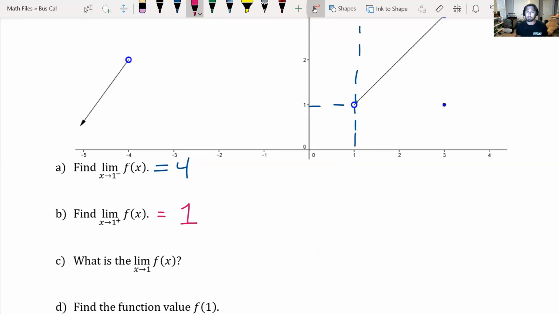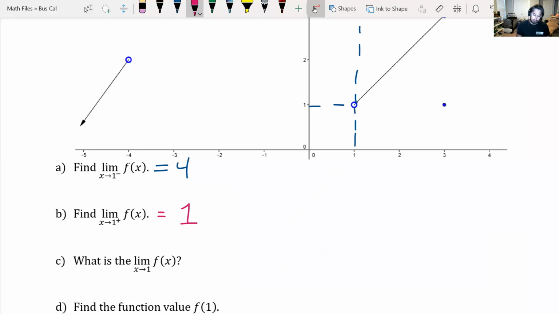Okay, excellent. So now this goes with our third question. What is the limit as x approaches both sides at 1 of f of x? Well, remember, this is the theorem, the existence of a limit. The limit from the left is 4. The limit from the right is 1. In order for a limit to exist at x equals 1, the limits must be equal. The left hand and the right hand limits must be equal. Does 4 equal 1 or does 1 equal 4? And that answer is no.